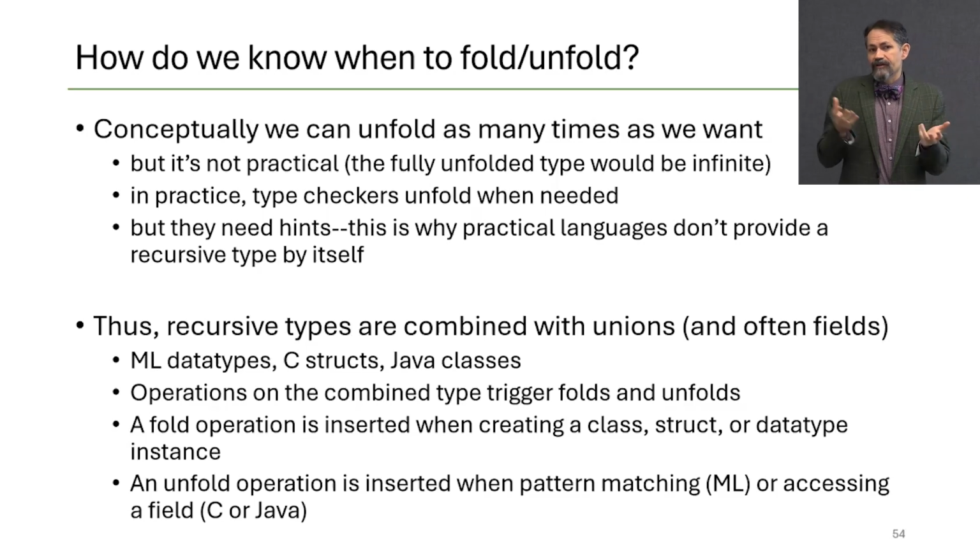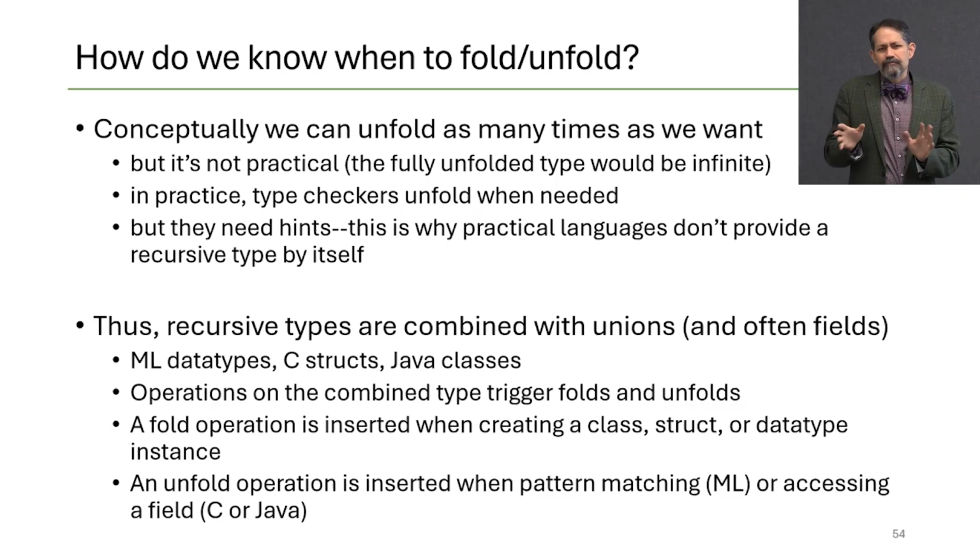But when we write a compiler, when we write a type checker, how do we know when to fold and unfold, to reason about this equivalence? How does it actually work? Well, conceptually, we could just unfold as many times as we want, but it's not practical because the fully unfolded type would be infinite, and we can't represent an infinite type explicitly. So what type checkers do in practice is they unfold just whenever they need to. But they need hints about where to unfold, right? And so if we actually had a recursive type all by itself, we would have to put in those folds and unfolds as hints. That's what our formal language is going to do.